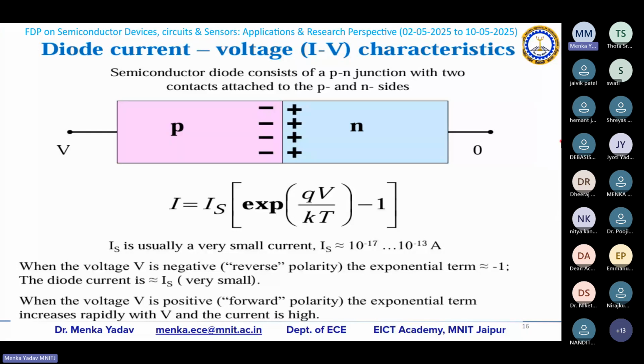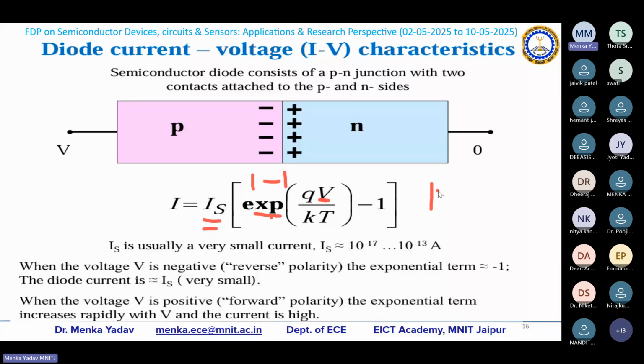And this equation comes like this. I is equal to IS, where IS is the diffusion current, times exponent of QV upon KT minus 1. So when V is equal to 0, exponent of 0 becomes 1, minus 1. There is no current flowing when V is equal to 0.